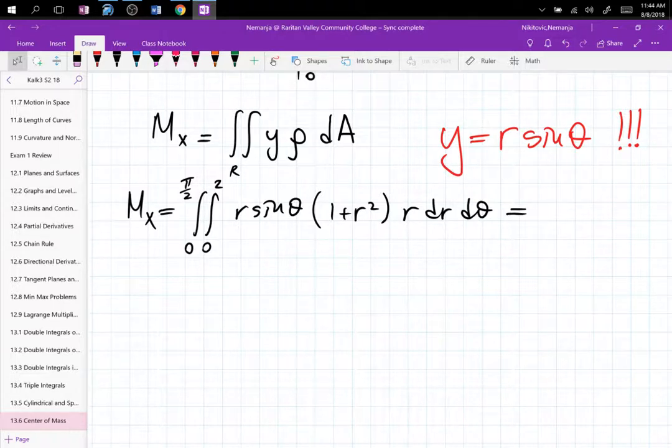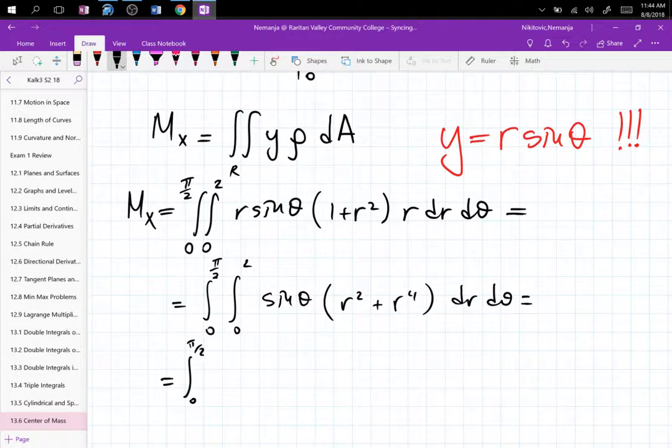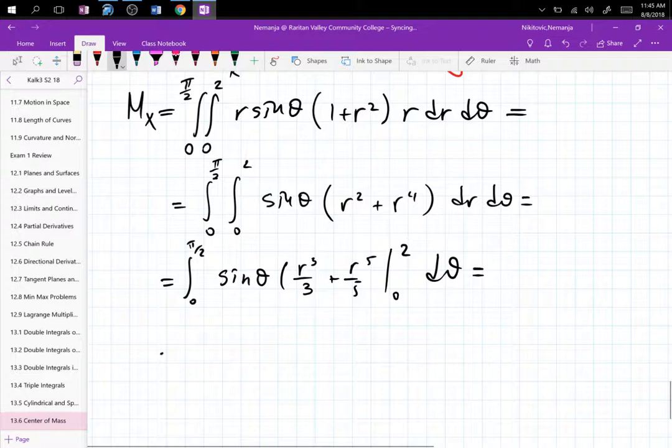It's getting interesting, right? 0 to pi over 2, 0 to 2. Now I have sine theta, and now I have all the r's. So r squared plus r to the 4th, dr d theta. 0 to pi over 2. Sine theta copied as a constant, right? We are integrating r's. So I have r cubed over 3 plus r to the 5 over 5 from 0 to 2 d theta, and then next step.